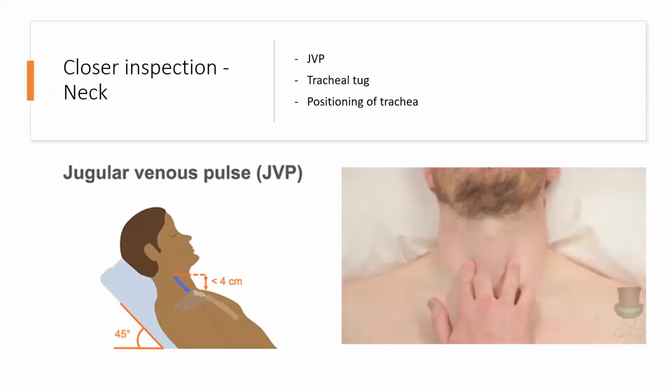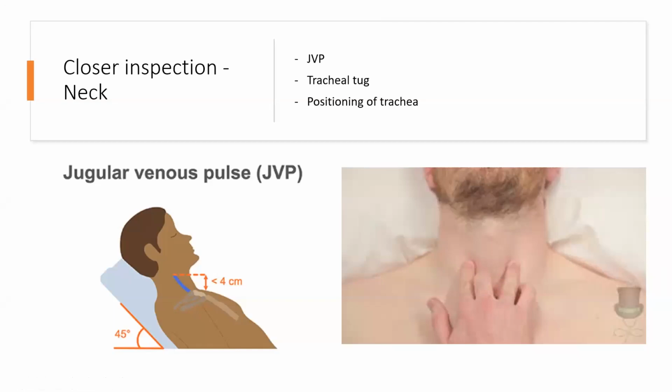While looking at the neck, you can assess for JVP, which is the increased jugular venous pulse. This could be a sign of right-sided heart failure, which could be caused by a chronic lung disease, or it could be caused by a pulmonary embolism. You also want to palpate for the trachea, as you can see in this picture over here. This is quite uncomfortable for the patient, so tell them before you do that.